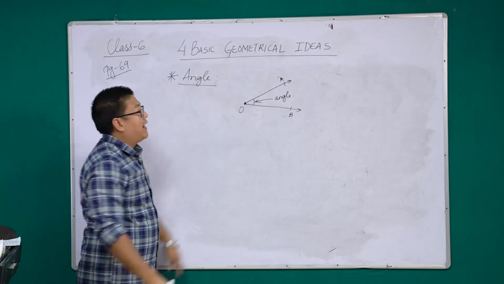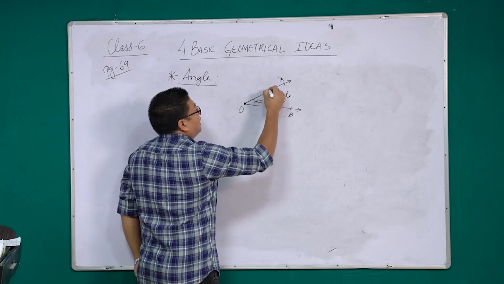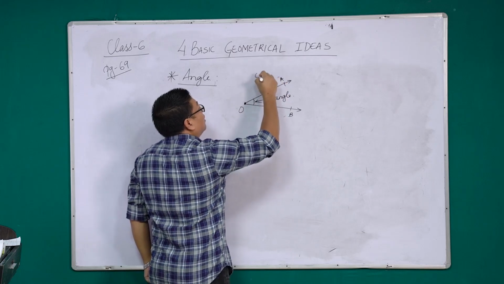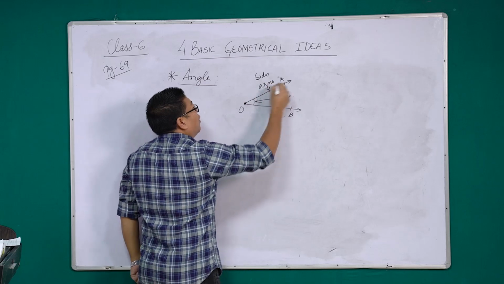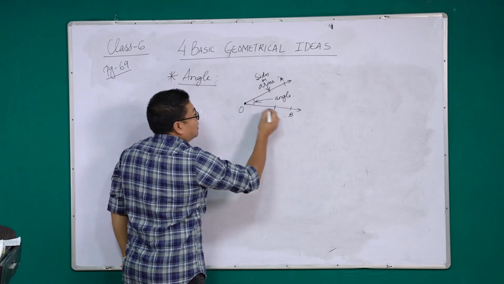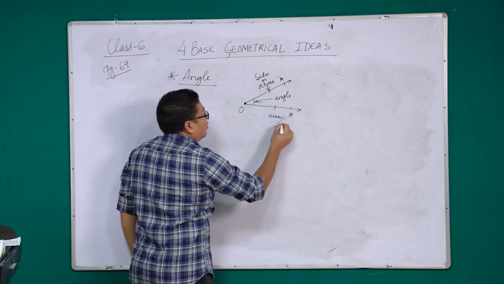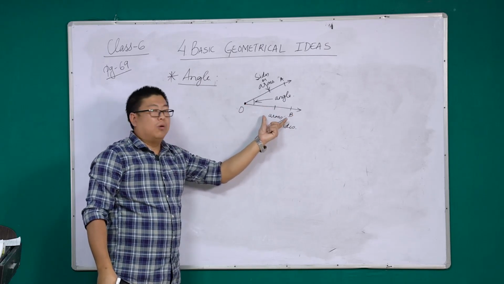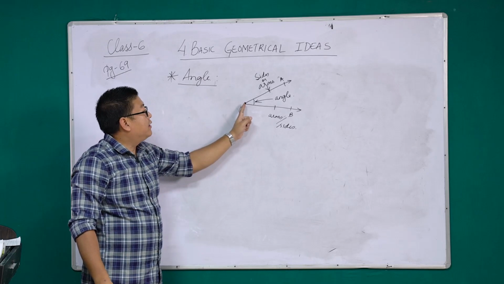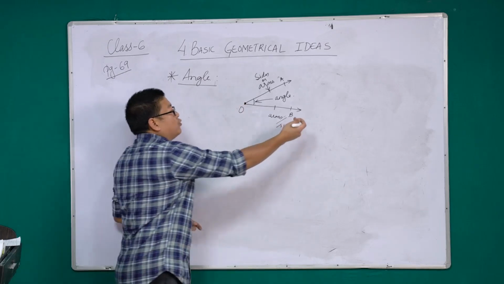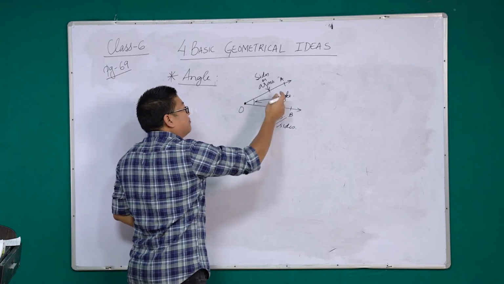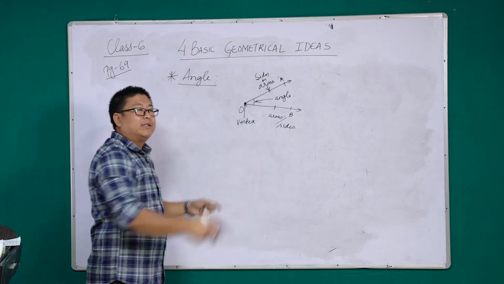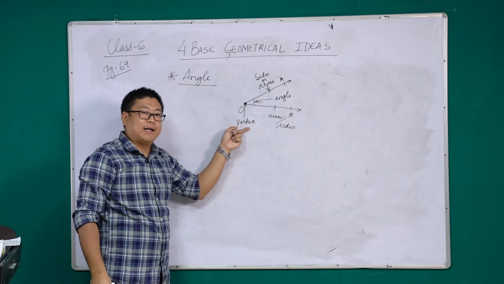Now, these rays have certain names. These two rays, OA and OB, can be called arms or sides. Now, we have already learned that the point where two lines or two rays meet is called a vertex. Since it is only one, it is singular: vertex, and the plural is vertices.